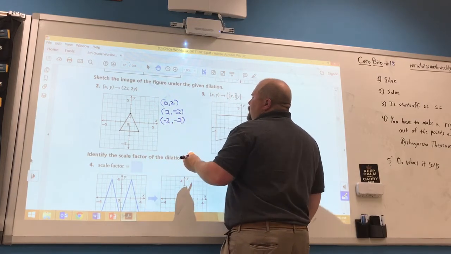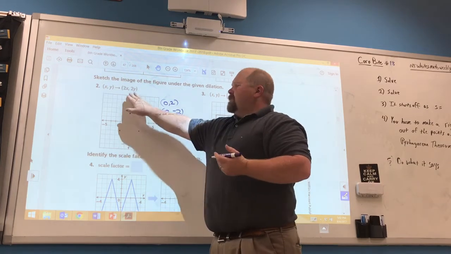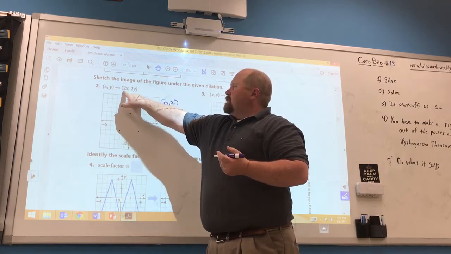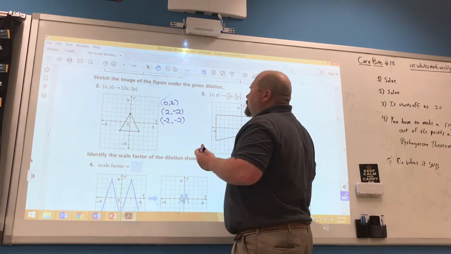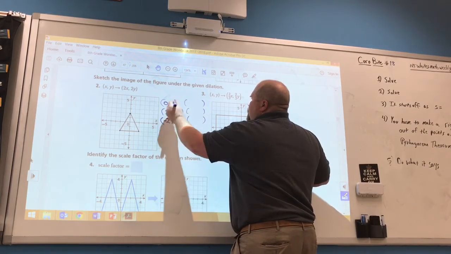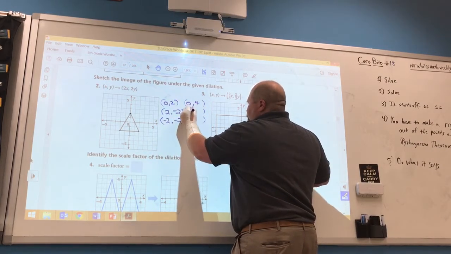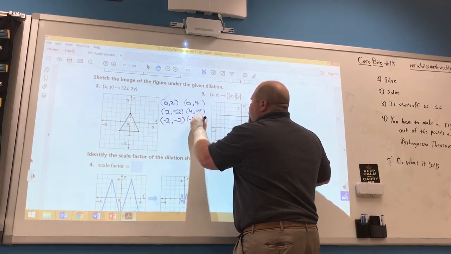All right, now I want to go ahead and find these after the dilation. Well, I need the scale factor, and I can find the scale factor right here. It's listed. It's saying 2 times all the x values and 2 times all the y values. So the scale factor is 2. You're simply going to multiply all the digits by 2. So 0, 4, 4, negative 4, and negative 4, negative 4.